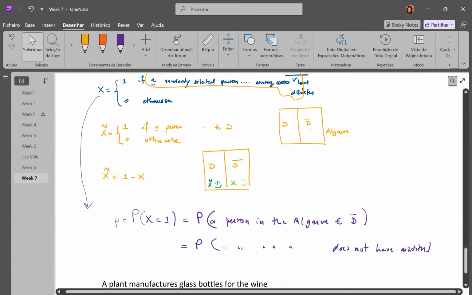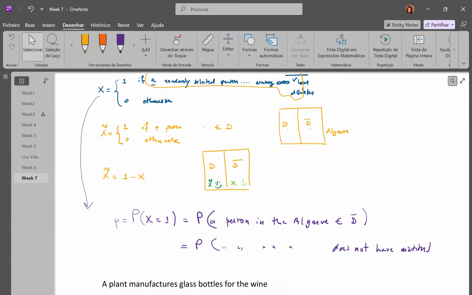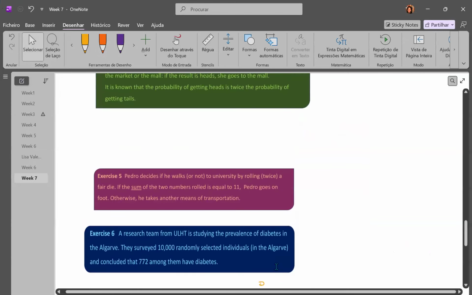Does everybody agree? Or should I think about the probability of a person just among the 10,000 that we have? I'm asking you if P should be looking at exercise 6. Is P the probability of a person in the entire Algarve not having diabetes, or is it the probability of a person among the 10,000 not having diabetes?